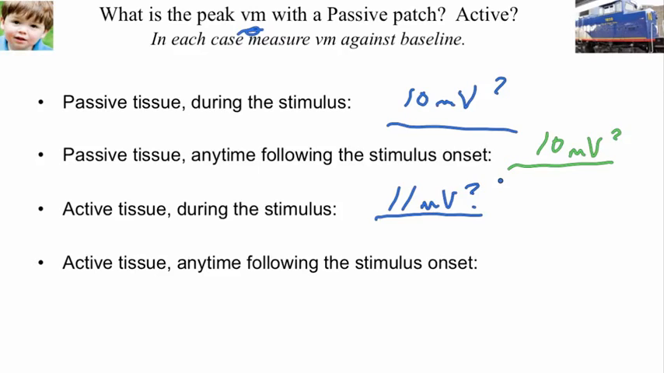And then the active tissue at any time following the stimulus onset. Wow, this number is now a lot bigger, so maybe it's 100 millivolts. If you'll go back and look, please, carefully and fill in those numbers as they ought to be. Try to get them to the nearest millivolt. Although on the graph sometimes it can be hard to resolve it, but try as best you can to get them within the nearest millivolt.